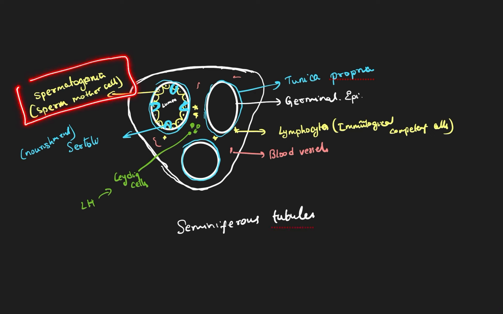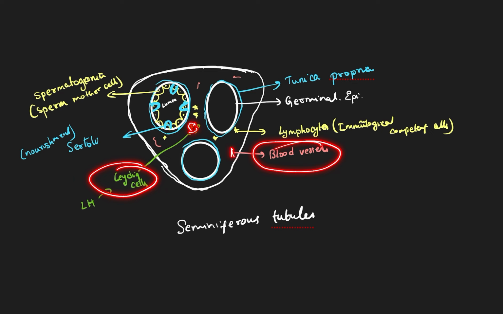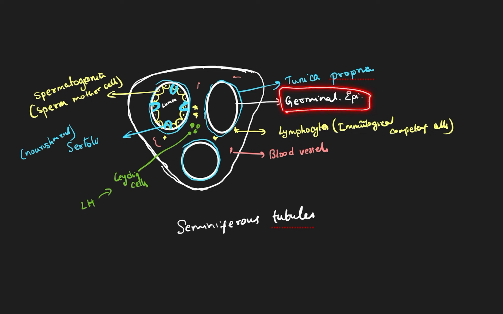So basically spermatogonia or sperm mother cells are the ones responsible for production of sperm, which then go into the lumen, and they are also nourished by this portion, which is called the Sertoli. Sertoli cells give nourishment to them, and there are Leydig cells which are present here, and there are blood vessels present here, and there are lymphocytes, which are immunologically competent cells, and germinal epithelium, and here you can see tunica propria, which is the protection outside.